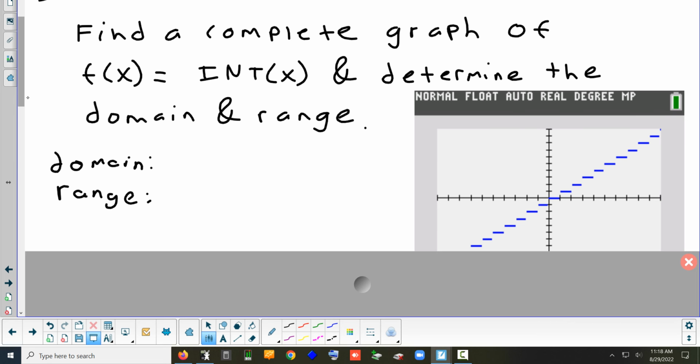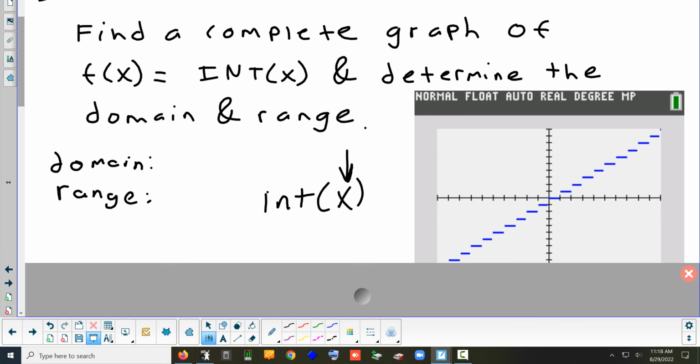So domain is what you can plug in. If you're doing the integer function, what numbers can you plug in? In other words, what numbers can you find an integer that is less than that number you plugged in? Any number. Yeah. So the domain here is all real numbers.